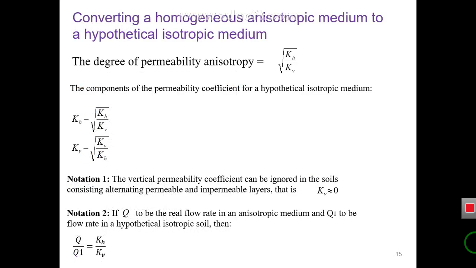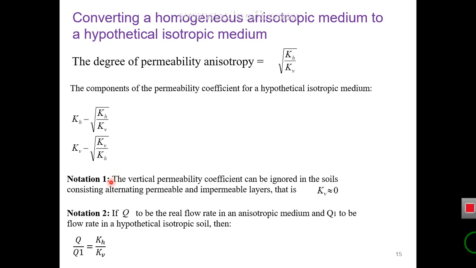By determining the permeabilities kH and kV, it is possible to convert a homogeneous anisotropic medium to a hypothetical isotropic medium applying the degree of permeability and isotropy, which is equal to the square root of kH divided by kV. Therefore, the hypothetical isotropic medium has these components of the permeability coefficient. The horizontal permeability will be kH minus square root of kH over kV, and the vertical permeability will be kV minus square root of kV over kH.